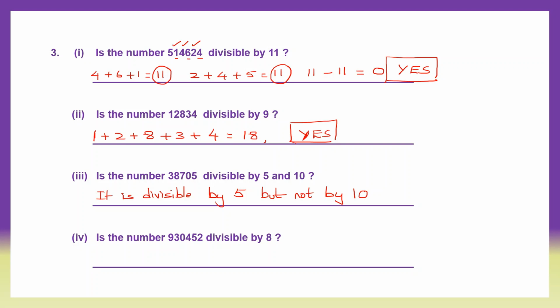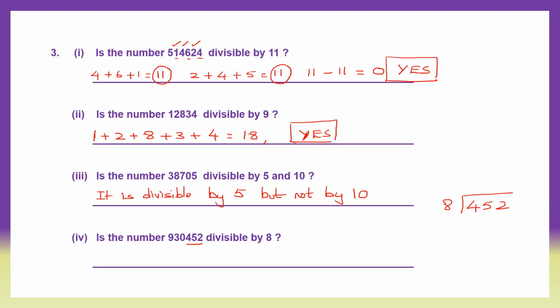Okay, next one. Is the number 9,30,452 divisible by 8? Now what is the test for 8? For 8, we have to take the last 3 digits alone. You don't have to take the whole big number. Take only the last 3 digits and see whether it's divisible by 8. You can do short division or long division. Okay, so let's do long division if that's easier for you, and take only the last 3 digits and divide and see.